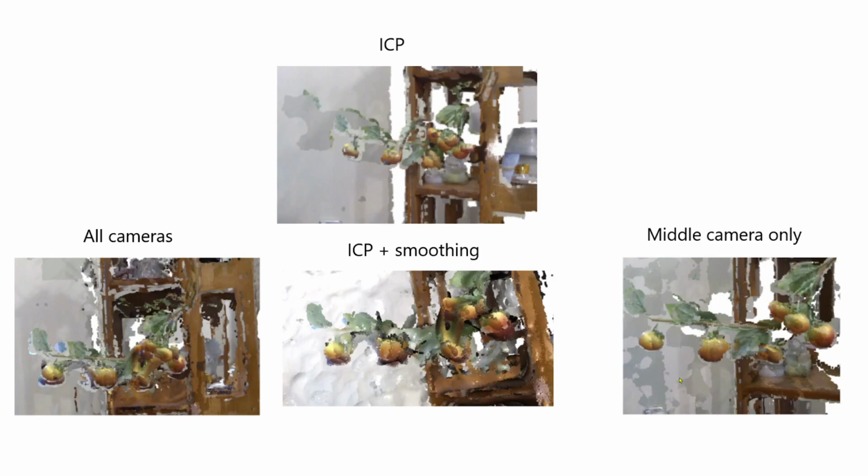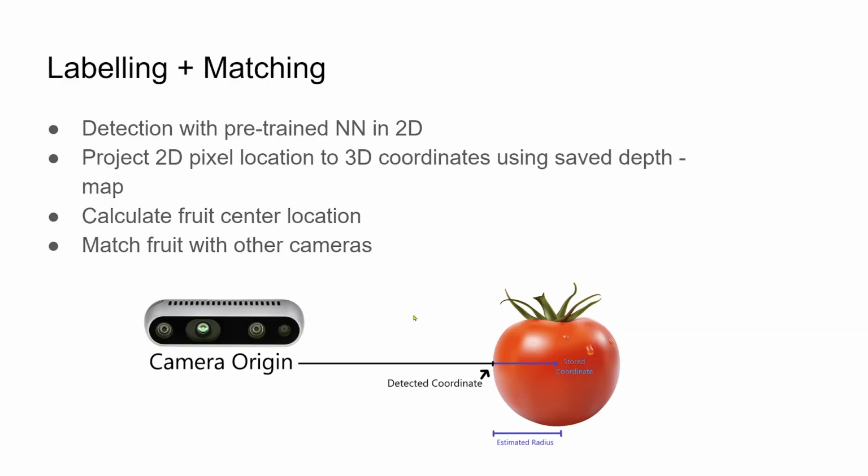Ultimately, only using the middle camera for visualization resulted in the best looking point cloud. The top and bottom cameras will still be used for detection and matching. We also designed an approach to match the detected fruits across cameras. Here is the method, and here are the results. All 7 fruits in the real world were detected, with the color box showing which camera first detected it.